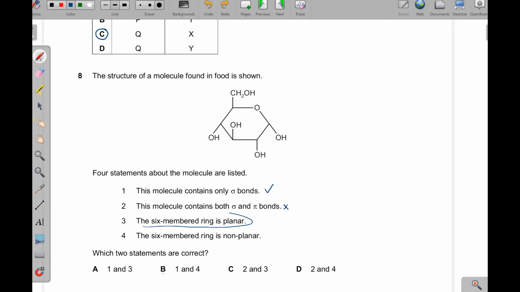The 6-membered ring is planar. The 6-membered ring is actually not planar. When it is planar, that means the atoms are in the same what? Plane. You see that? They're in the same plane, but we see these ones are vertical. This one is like a chair, okay? The way you look at a chair is like this.